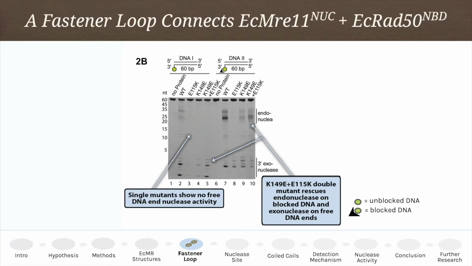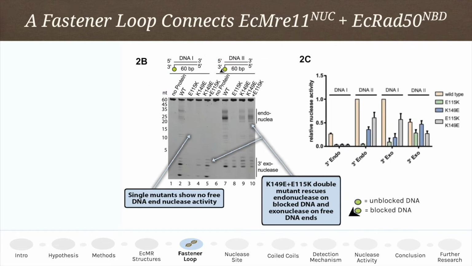DNA1 had only a fluorescent green label, and DNA2 had both a label and a protein block. In DNA2, the blocked DNA revealed higher endonuclease activity than DNA1 because DNA with free ends do not need as much endonuclease activity. Individual mutations reduce the activity of both endo and exonuclease activity.